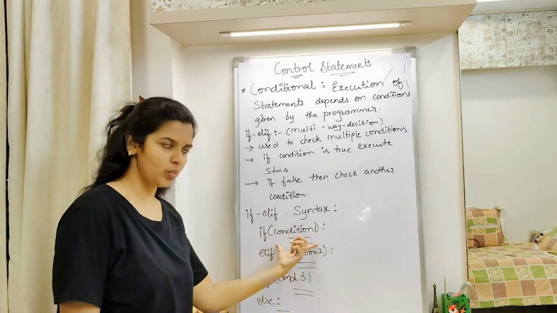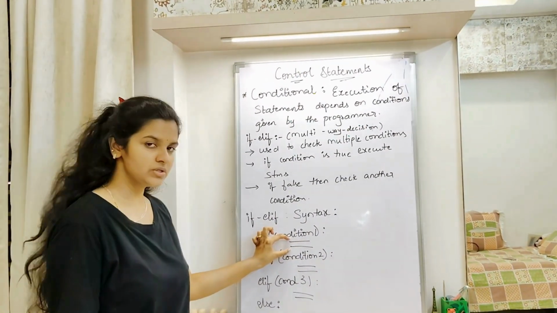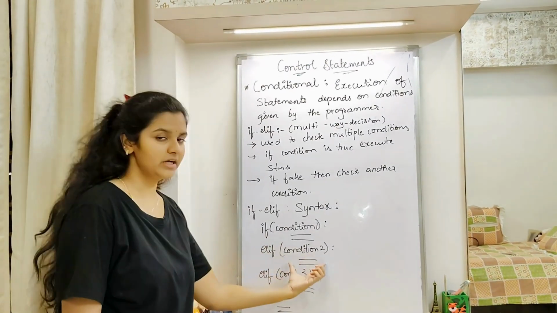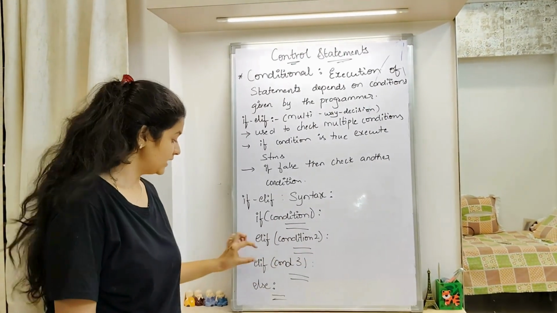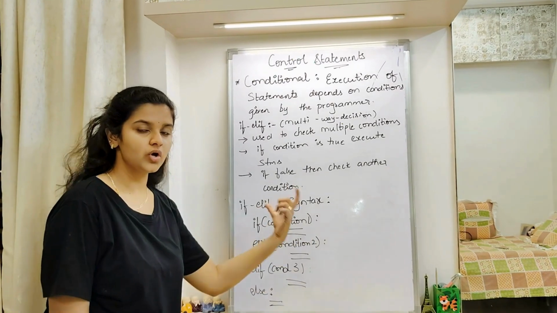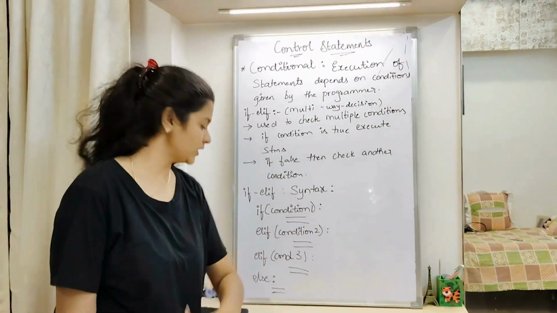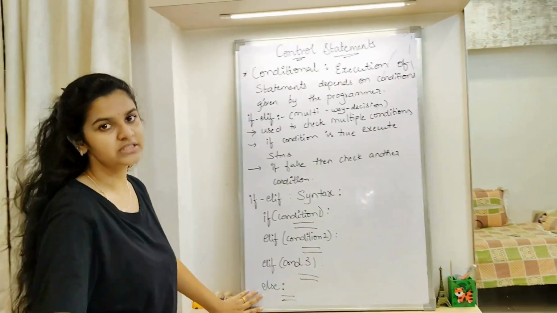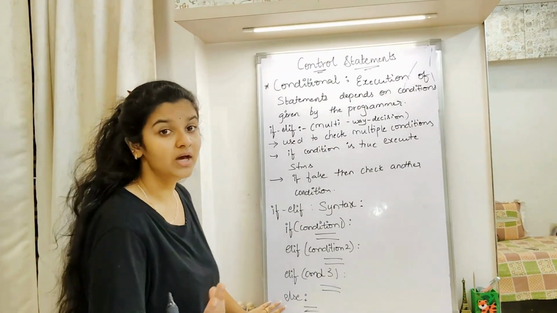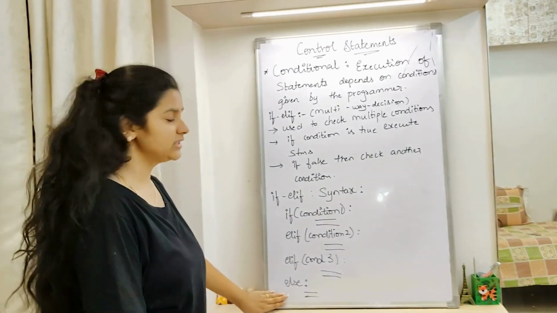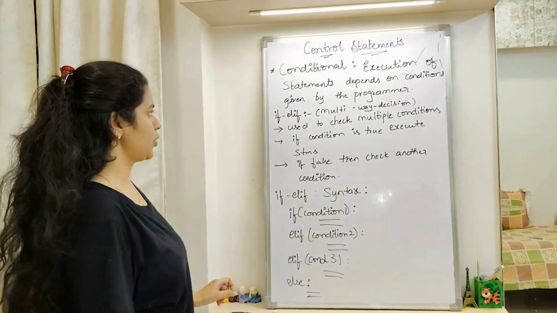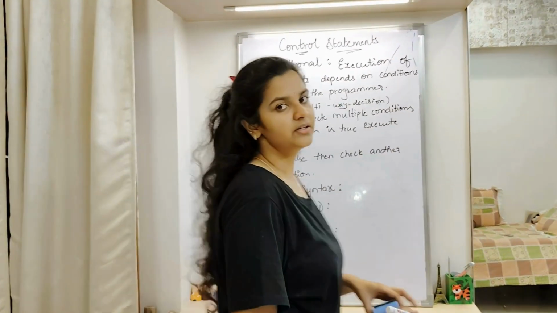If condition 1, there are some statements here. Next elif condition 2, it will check this also. Elif condition 3, and so on. So however many conditions you want to check, you can check. And at the last, if none of the conditions are true, then it will execute the else block. So that is if elif.